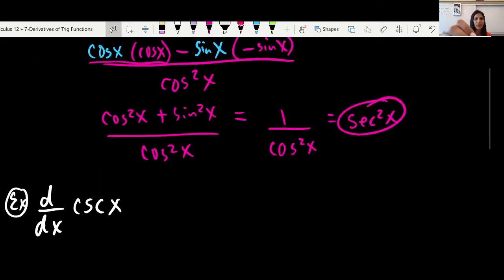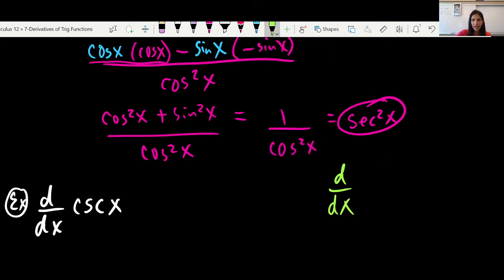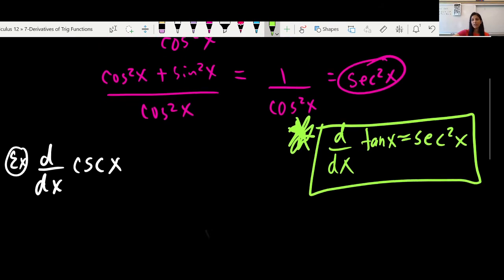I'm also going to show you another new thing here. I'm going to do it over here in a separate color. We need a brighter color. d dx of tan x is equal to secant squared x. Put it in a box, put a big star around it. You need to know and memorize this, and it's going to come in handy. So d dx of tan x is equal to secant squared x.